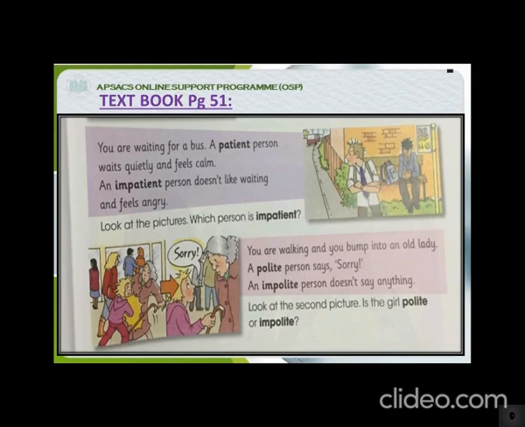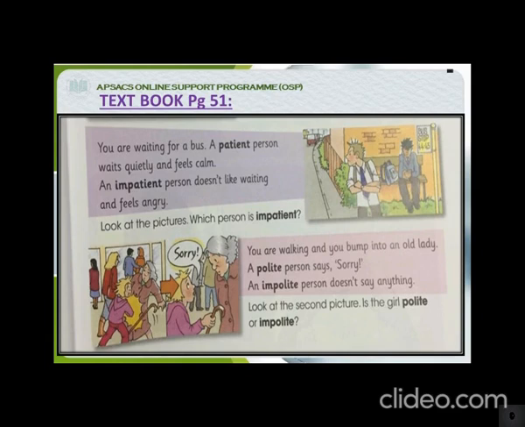Now coming to the use of im. You are waiting for a bus. A patient person waits quietly and feels calm. An impatient person doesn't like waiting and feels angry. Can you look at the picture and tell me which person is impatient here? Correct. The person who's angry is impatient. Just by adding im to the word patient, the meaning of the word has entirely changed.